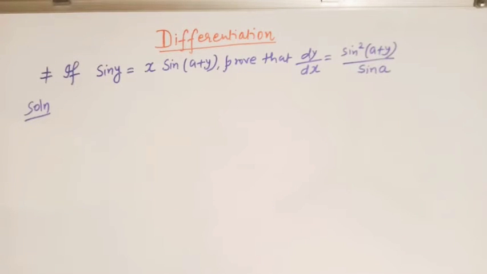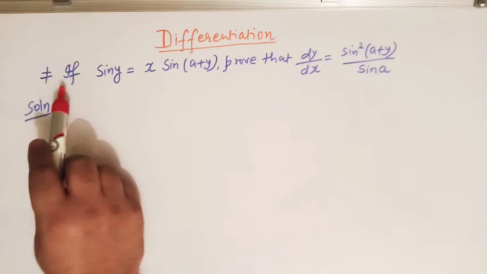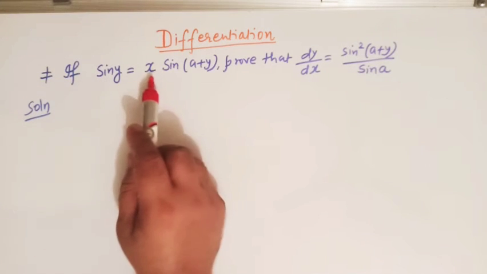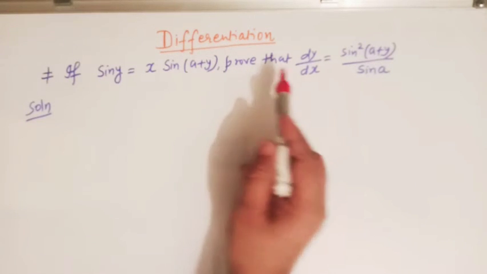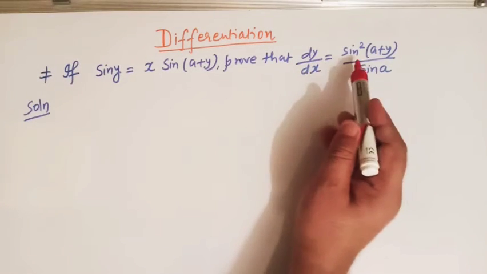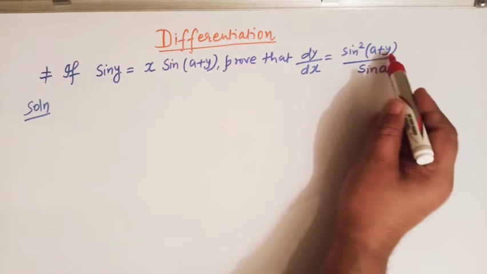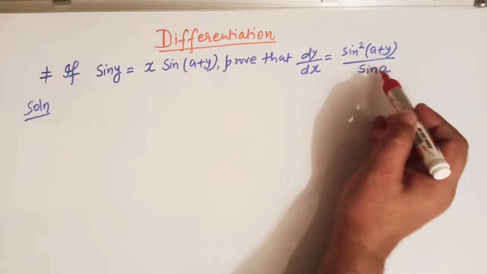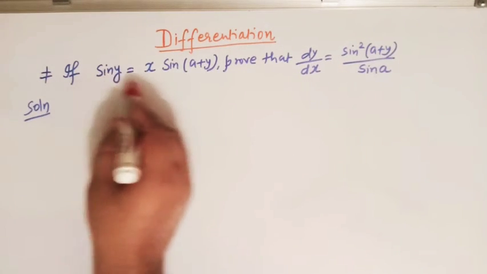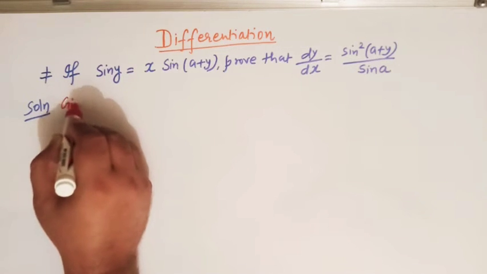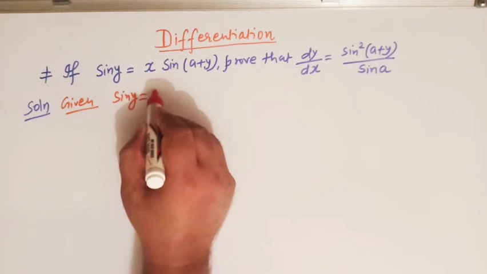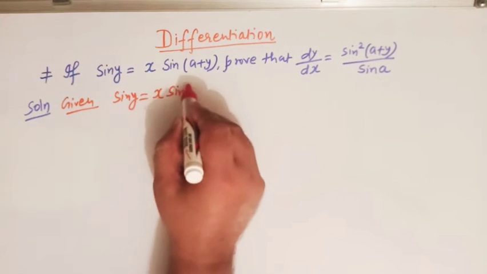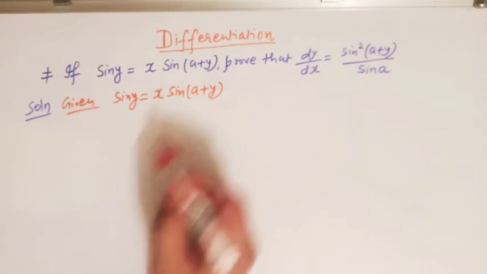Now viewers, let us take one more important problem. If sin y is equal to x sin(a plus y), we have to prove that dy over dx is equal to sin square(a plus y) divided by sin a. Now here we are given that sin y is equal to x sin(a plus y), right?